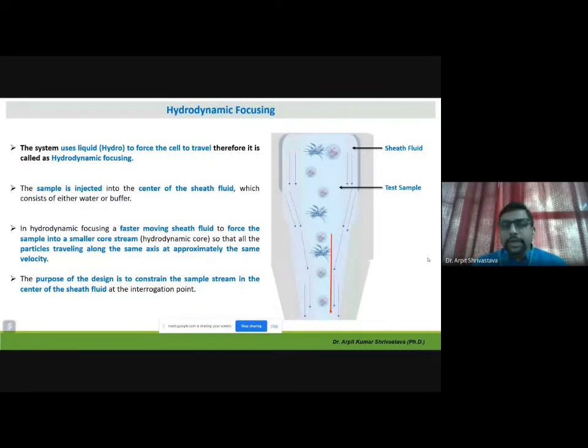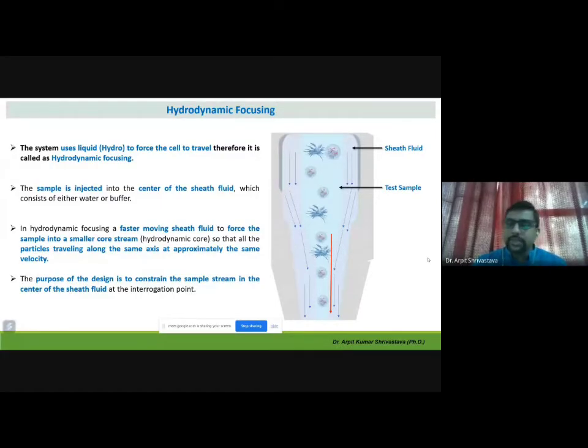One important aspect in flow cytometry is hydrodynamic focusing. It is the most important principle for flow cytometry. What is hydrodynamic focusing? It uses liquid, or hydro, to force the cells to travel in a line. Therefore, it is called hydrodynamic focusing.